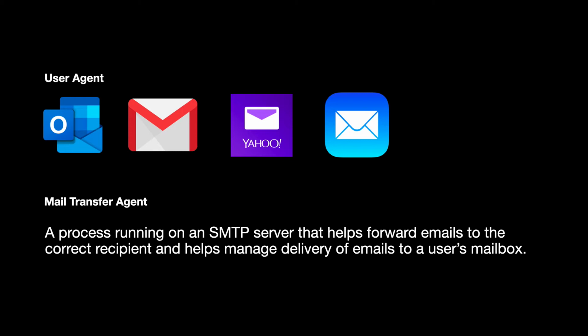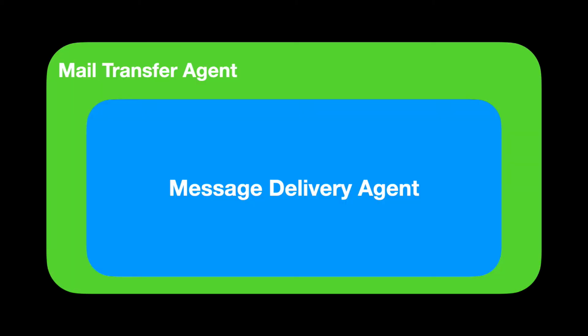Often, MTAs help maintain a mail queue so repeat delivery attempts can be scheduled in the case a remote server is unavailable. The MTA often contains a specialized piece of software called the Mail Delivery Agent or Message Delivery Agent, which is responsible for the delivery of the email message to a local recipient's mailbox, whereas the MTA focuses more on forwarding the email from SMTP server to SMTP server.